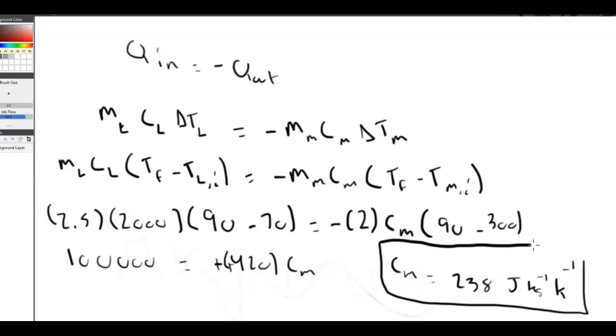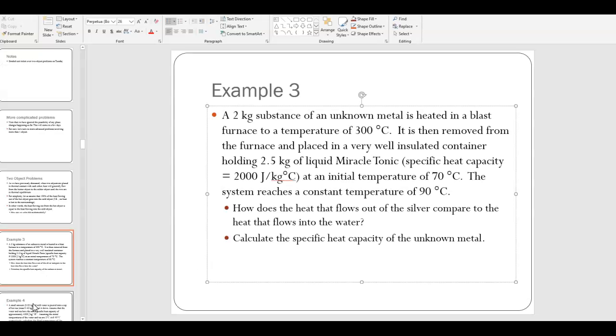So that is a two-object problem right there. Okay, so pause it there. If you need to look over that, if you have any questions, let me know. Okay, I'm going to clear the screen and go back to the PowerPoint.